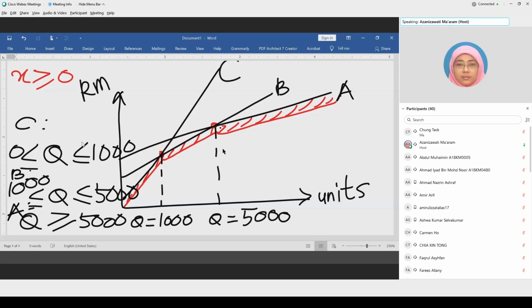Itulah dia. That's why in the previous one is the simplest one. So I just put X or Q. Okay, you can put X or Q. So more than or equal with 0, then you have to choose the process B.